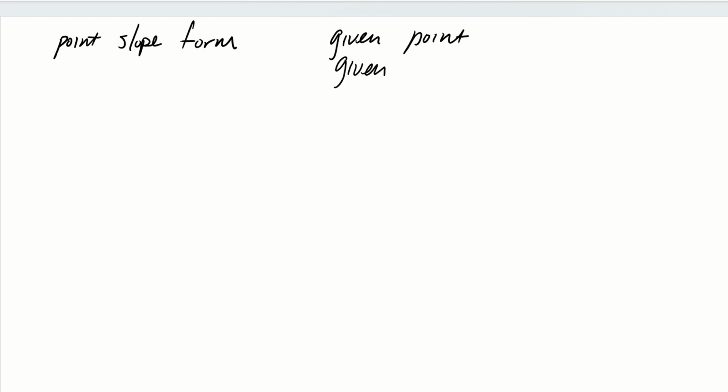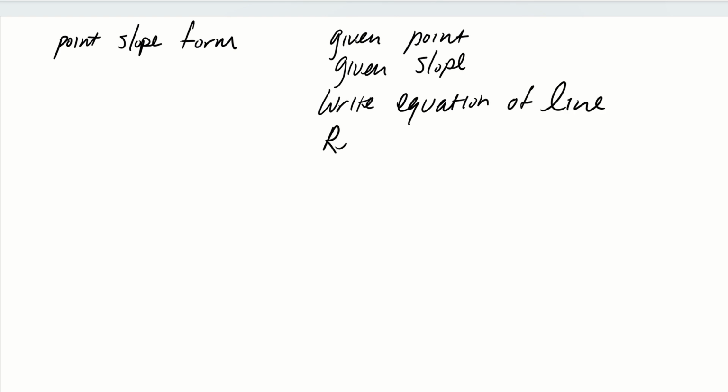This is going to be point slope form. So point slope form is really useful when you're given a point on a line and you're given the slope. This allows you to write the equation of the line and then you can rearrange to slope-intercept form if you want.